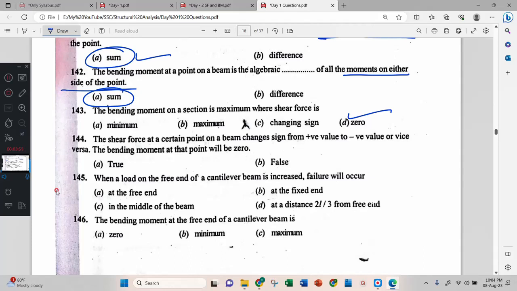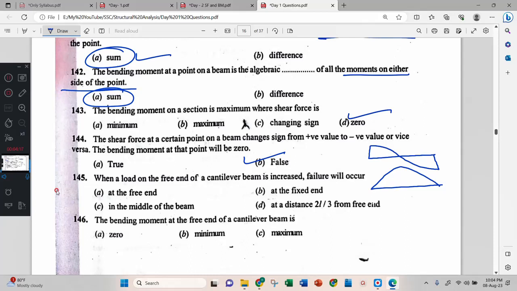True or false? False. Bending moment is not 0 there; bending moment is actually maximum there. Therefore, false.